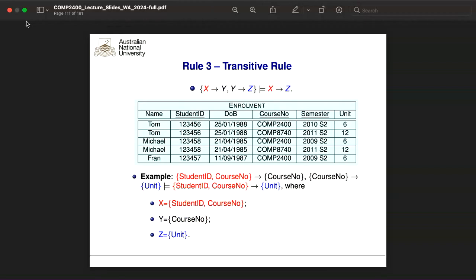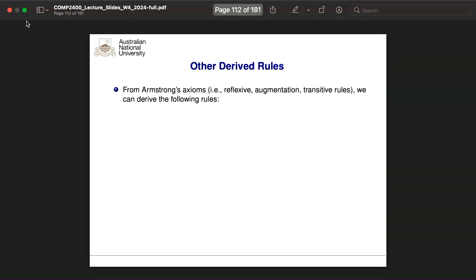Okay, the third rule, transitive rule. So if we know student ID course number determines course number, and we also know course number determines unit, we can translate this into student ID course number determines unit. So it's transitive. Okay, X is student ID course number, Y is course number, Z is unit. They are all very intuitive, right? That's good.